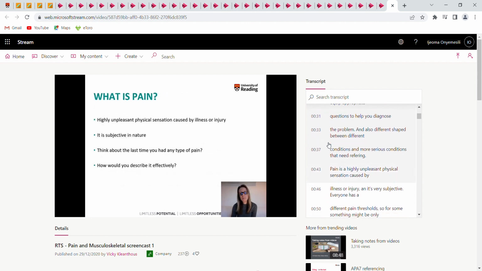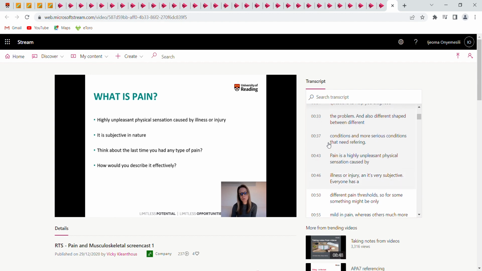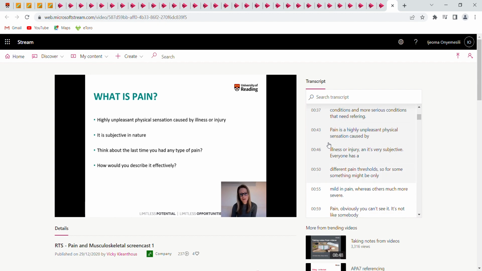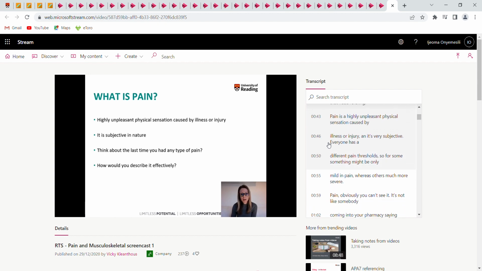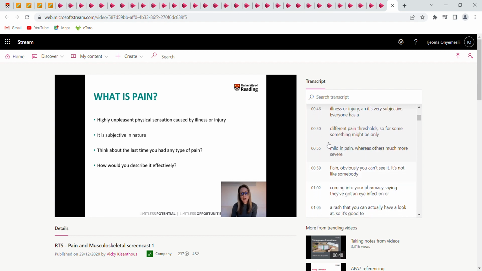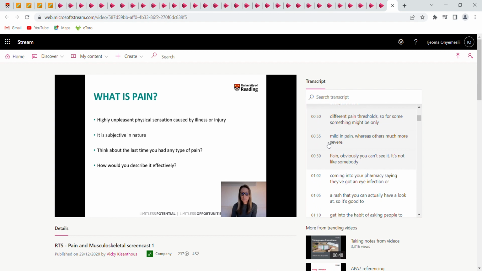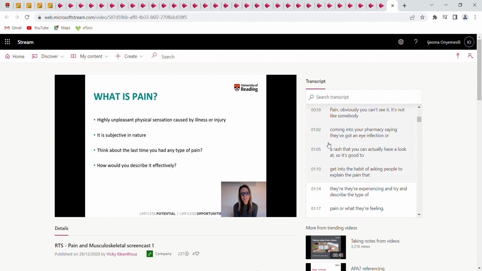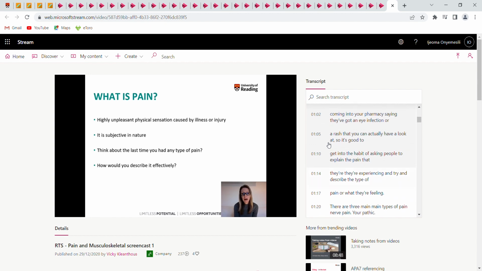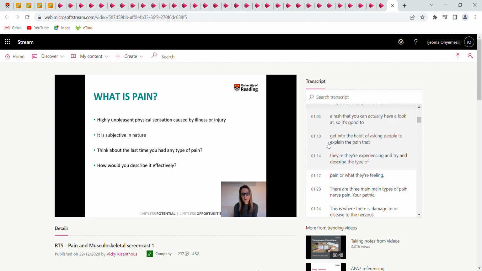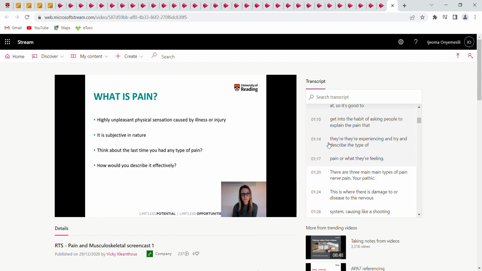Pain is a highly unpleasant and physical sensation caused by illness or injury, and it's very subjective. Everyone has a different pain threshold, so for some something might be only mild in pain, whereas for others much more severe. Pain, obviously you can't see it. It's not like somebody coming into your pharmacy saying they've got an eye infection or a rash that you can actually have a look at. So it's good to get into the habit of asking people to explain the pain that they're experiencing and try and describe the type of pain or what they're feeling.